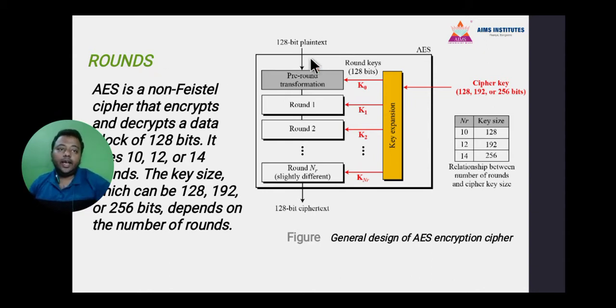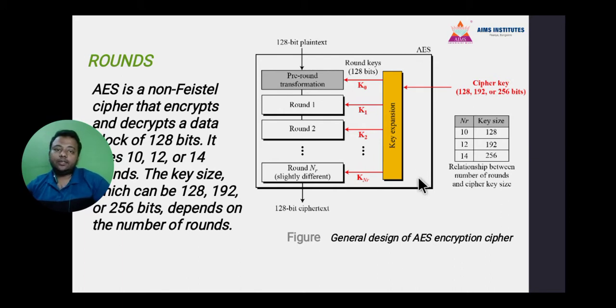It similarly works like this: a 128-bit plain text will be given into the cipher, where the pre-round transformation will be done, and then the rounds will be counted from round 1 to round n. Round n basically means that, as per the amount of data I have inserted, that decides how many rounds will be taken. Then I will get a ciphertext.